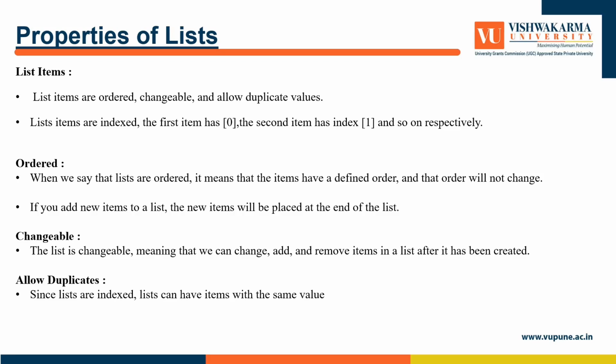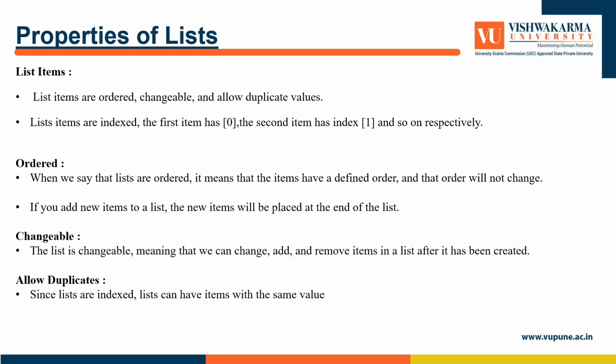Properties of list. List items are ordered, changeable, and allow duplicate values. List items are indexed. The first item has index 0, the second item has index 1, and so on respectively. Ordered. When we say that lists are ordered, it means that the items have a defined order and that order will not change. If you add new items to a list, the new item will be placed at the end of the list. Changeable. The list is changeable, meaning that we can change, add, and remove items in a list after it has been created. Allow duplicate. Since lists are indexed, lists can have items with the same value.